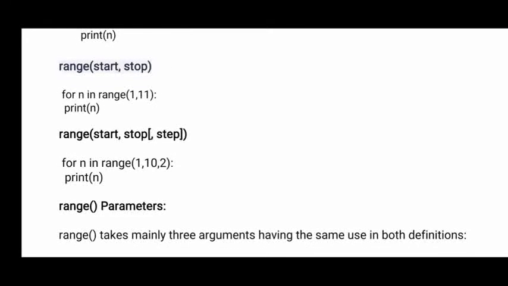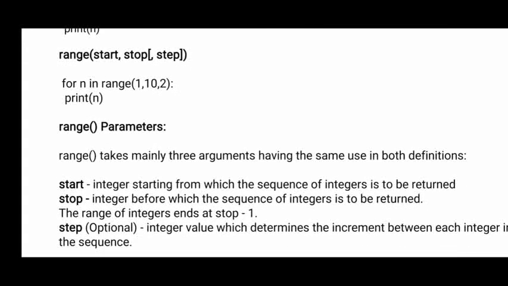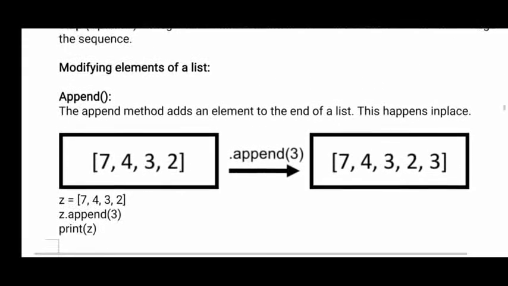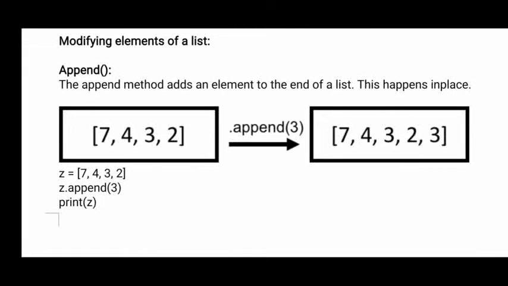Next, range start, stop, step, where to where you want, two parameters and the step. For each element, how much you want to increment, that is nothing but the step, right? This I've already explained in the array lesson, so you can go through that. The next one is modifying elements of a list.